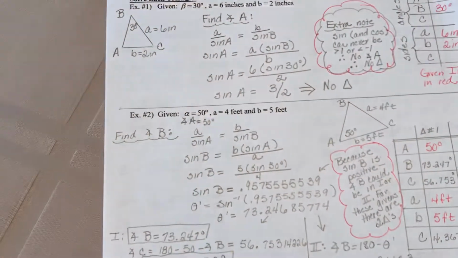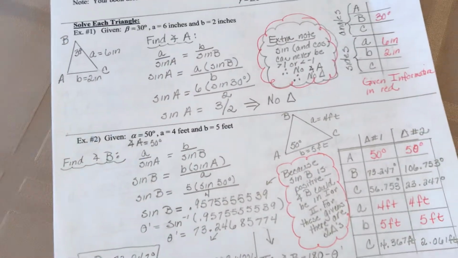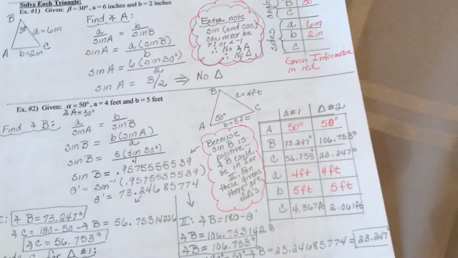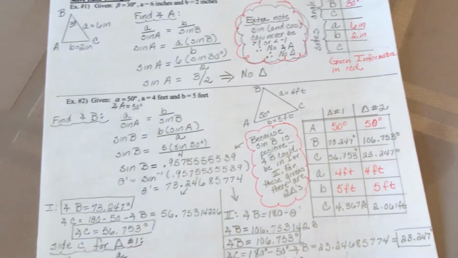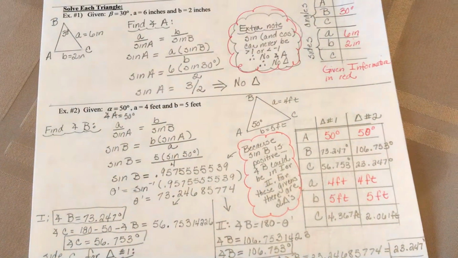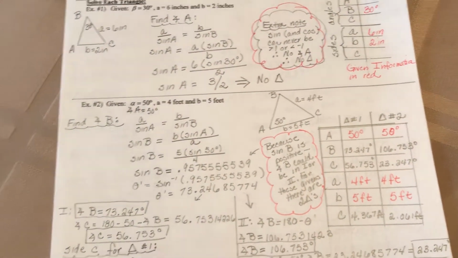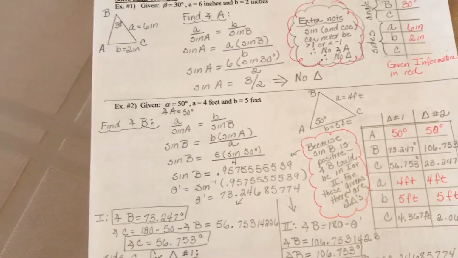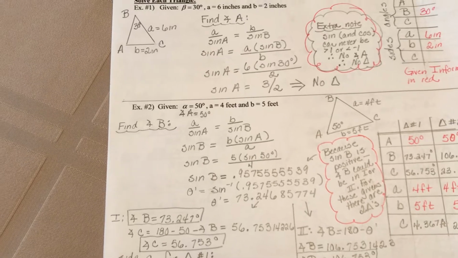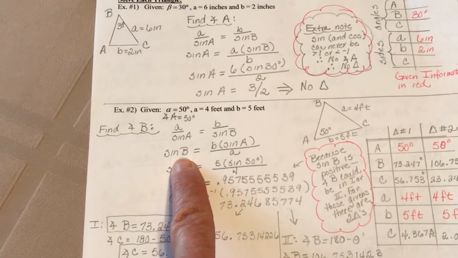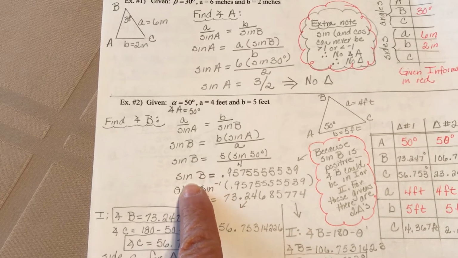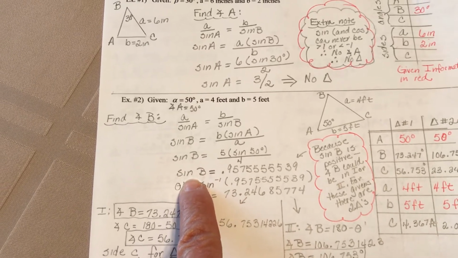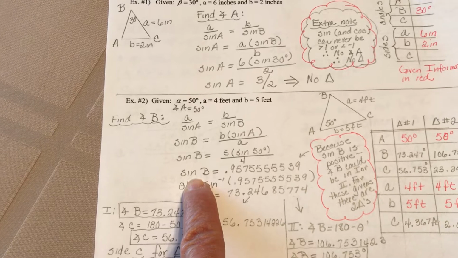For the second example, here's a picture of what's given. And on my chart, I filled in with red the given information. The first thing that I was able to try to find with the given information was the measure of angle B. So I started with the law of sines. I solved it for the sine of B. I filled in the given information, and I got that the sine of B was 0.957, etc.